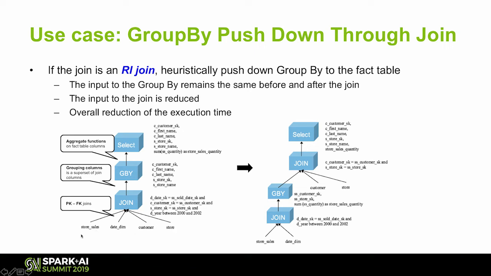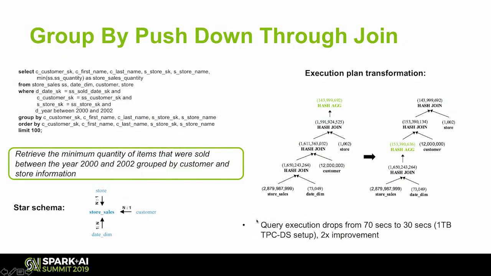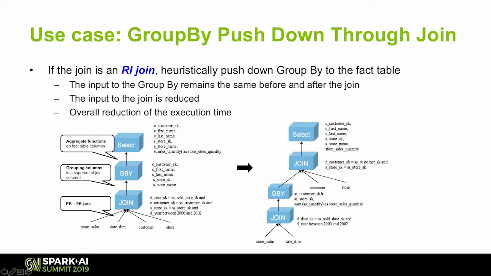So in here, there's a join between 4 tables. Store sales is the fact table, and then date dim, customer, and store are the dimension tables. As long as there are no predicates on the dimension table, we can push down the GroupBy below the join. So in this case, we're able to push this GroupBy below the join for the customer and store with store sales. But in the case of date dim, we are not able to push it down because there are predicates on the date dim table.